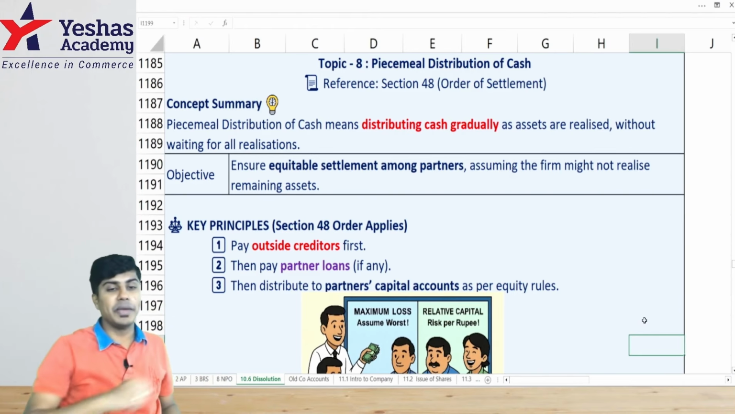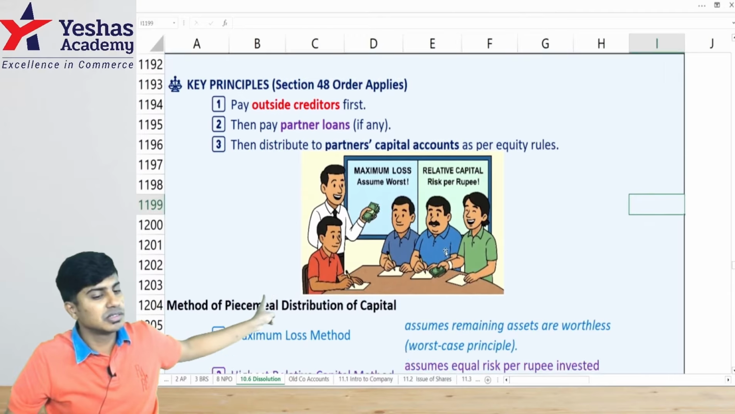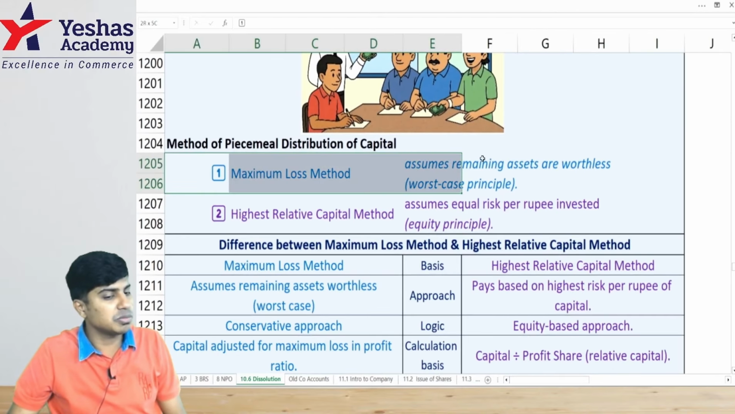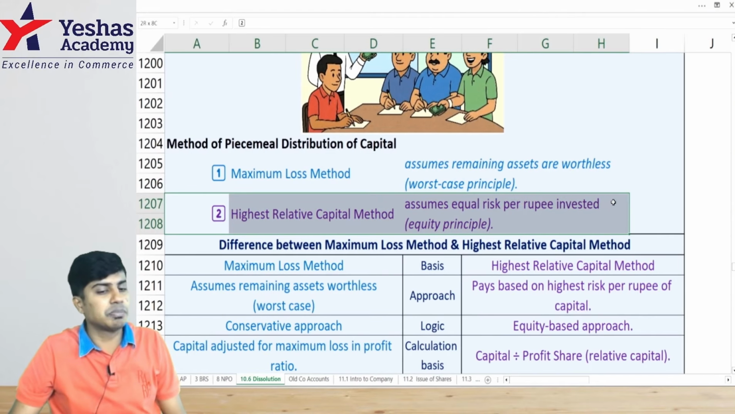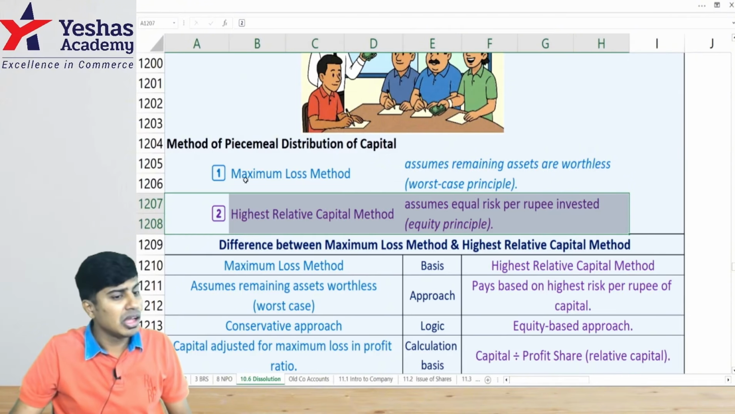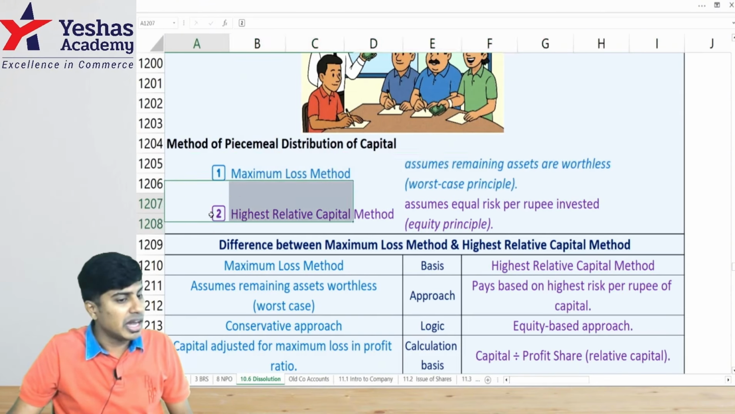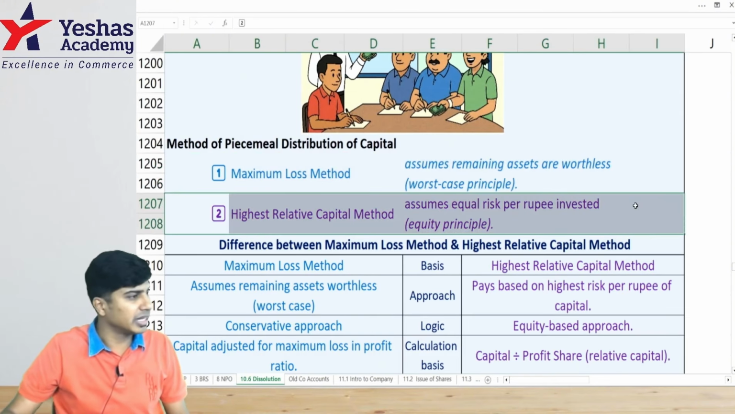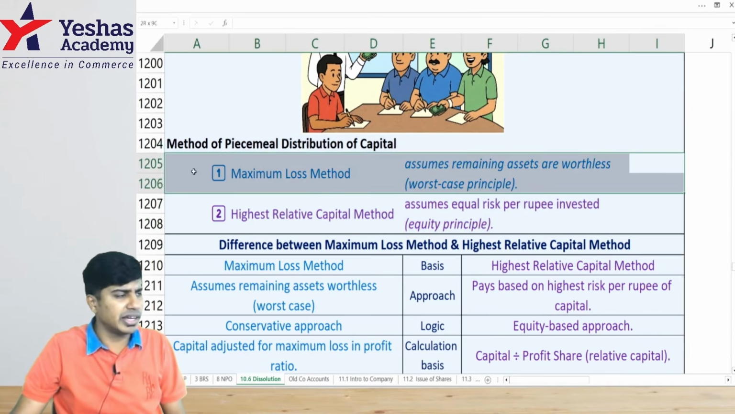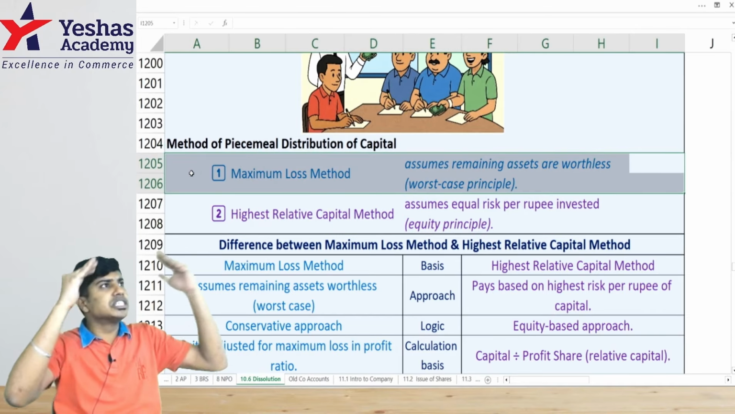After that, when you're paying partners, you have two options. What are the two options? Maximum loss method, highest relative surplus capital method. How do we apply the methods? Very simple. In the maximum loss method, we will compute how much is the loss.